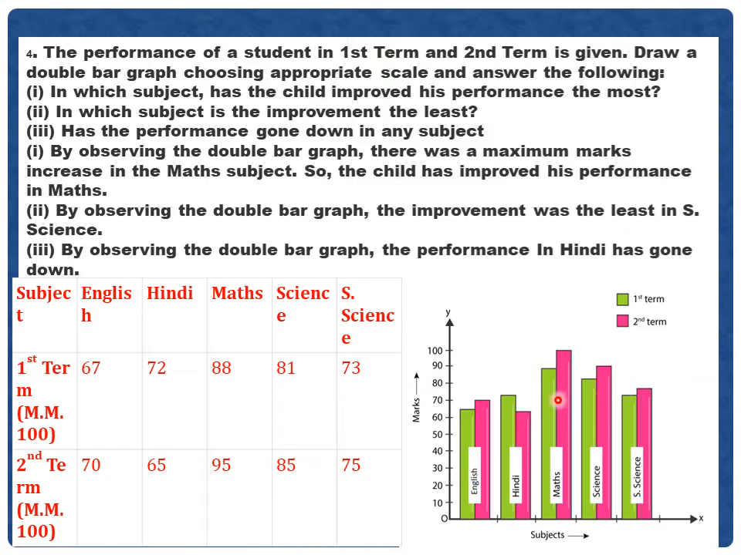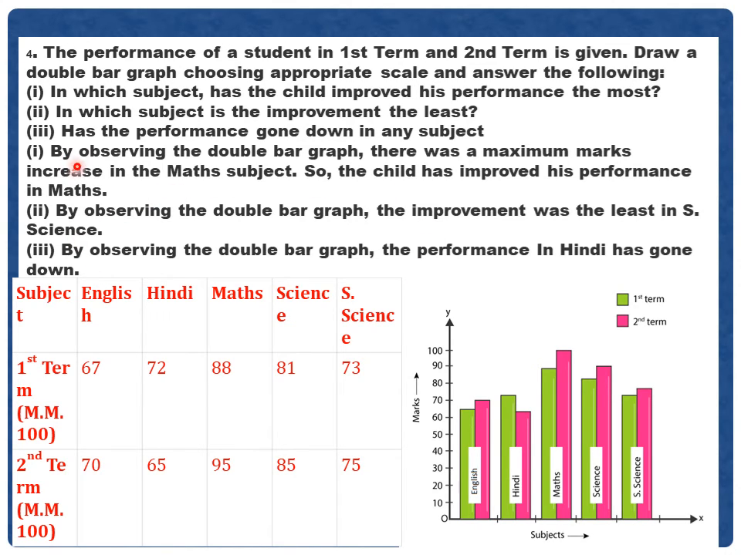So in which subject has it improved the maximum? It is improved in maths. So by observing the double bar graph, there was a maximum marks increase in the math subject. So the child has improved his performance most in maths. Now, what was the second question? In which subject was the improvement least? So, by observing the double bar graph, the improvement was least in social science. How many marks? It is only 2 marks difference. So, improvement is only 2 marks.